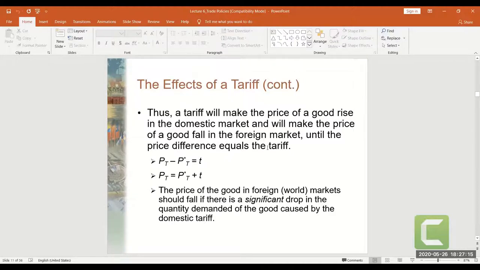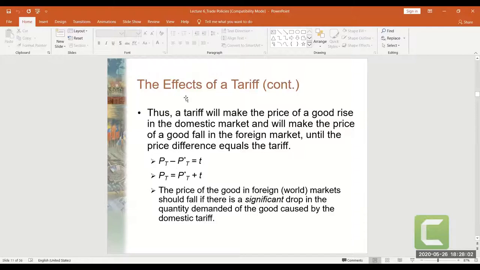Normally, with a tariff, PT is the domestic price after tariff, and PT star is the foreign price after tariff. As you know, the tariff is T. The domestic price is going to be the same as the foreign price, excluding, for simplicity, other transport costs or something like that. Exporting starts until this difference equals the tariff.